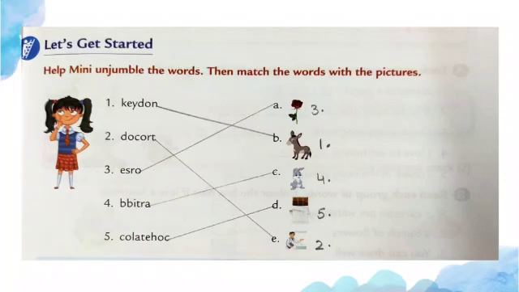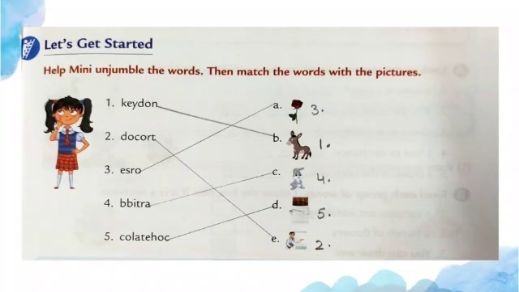Second word, Docort. The word it is creating is doctor. So match number 2 with E. Third, Esro. Yes, can it be a rose? Yes, it's making the word rose. So match number 3 with A.